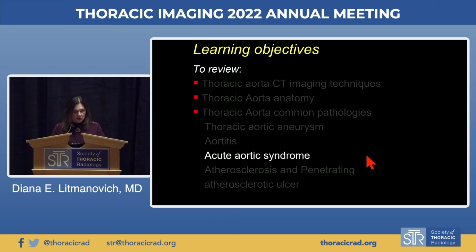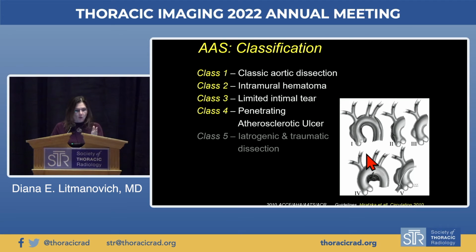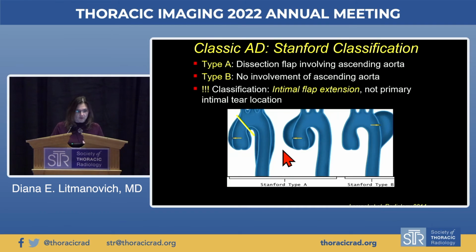Let's now switch gears and talk about acute aortic syndrome. Again, another huge topic, just a couple of points I would like to make. What is the acute aortic syndrome? Those four entities, starting with classic dissection and going all the way to penetrating atherosclerotic ulcer. The iatrogenic and traumatic dissection is part of the syndrome, but a different entity in terms of pathophysiology.